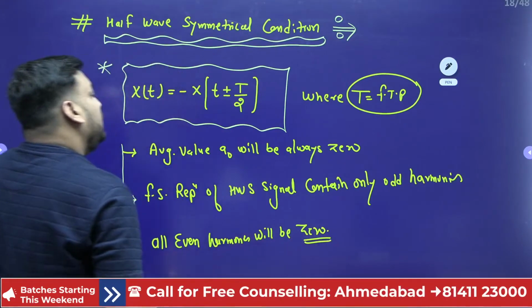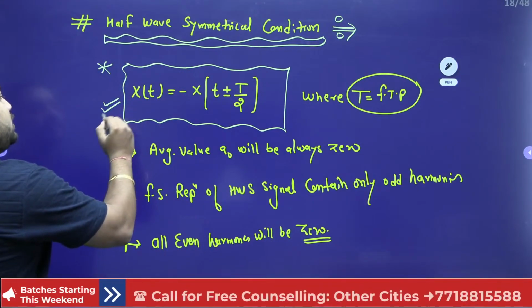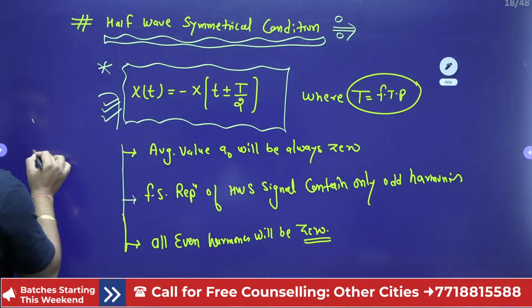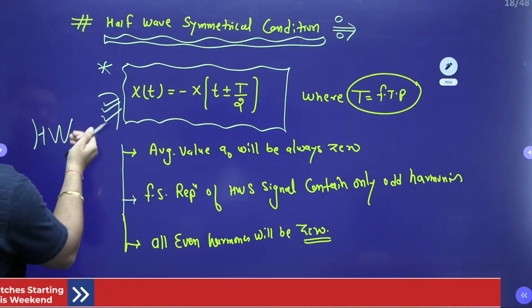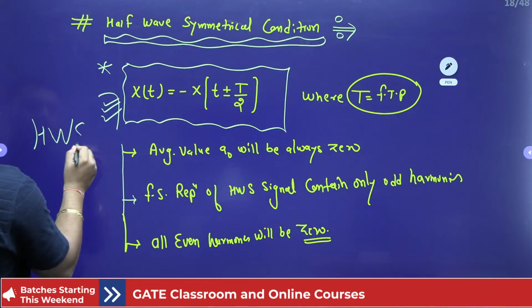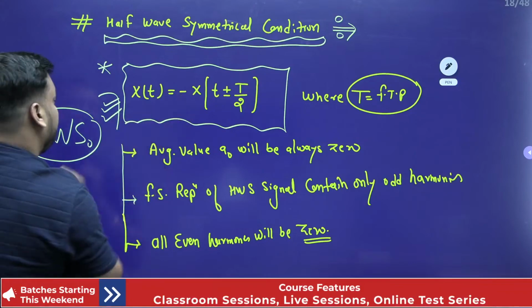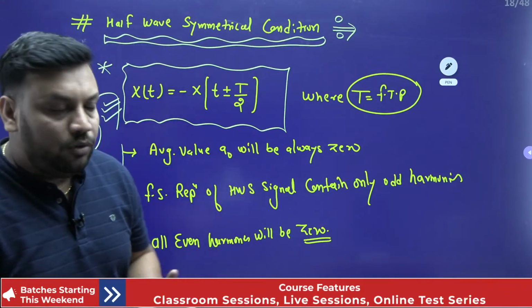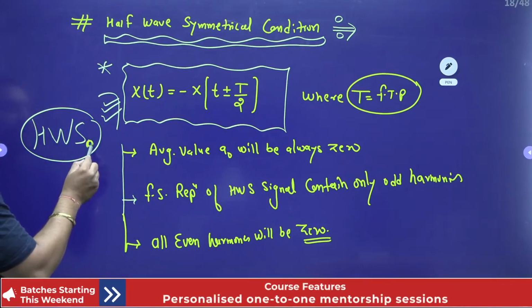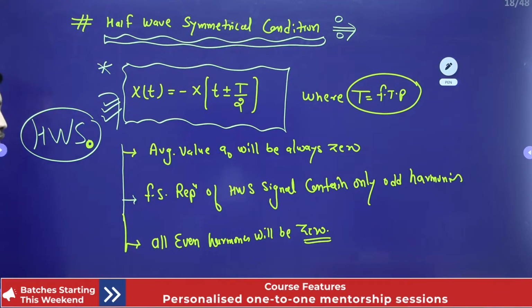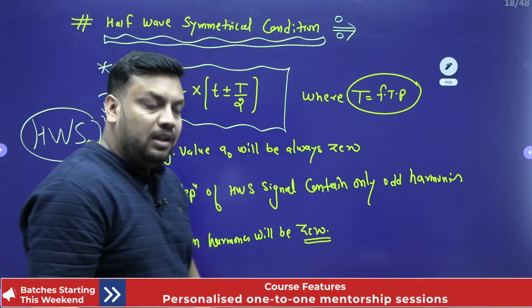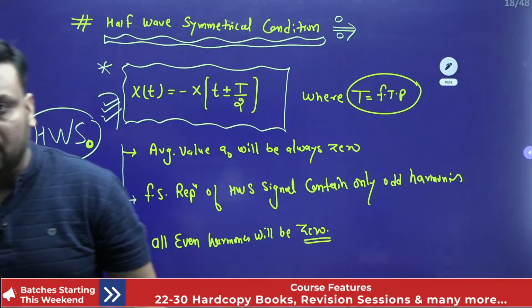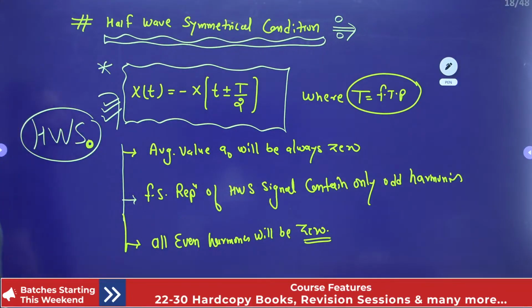It means any signal which satisfies the HWS condition is also known as HWSO. Why am I denoting HWSO? Because here we have a minus sign. So HWSO means the minus sign is here. This O is not about an odd signal. I am writing the symmetrical condition HWSO because we have a negative sign here. It doesn't mean that the signal is an odd signal. Is it okay? Now again I am repeating.